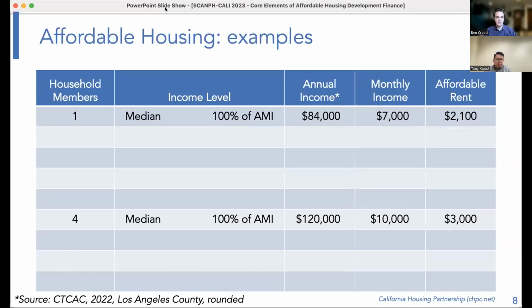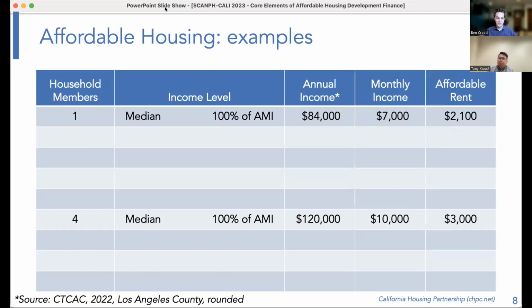And if we use that 30% rule, I'm using rent here for shorthand, but the monthly housing costs for this household, in order to be affordable, would be $2,100 a month for the median one-person household, $3,000 a month for the median four-person household. These are rough numbers, and they're rounded for simplicity on this table, but this is the basic concept.